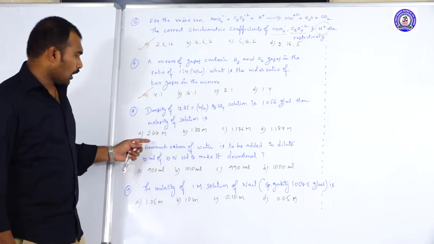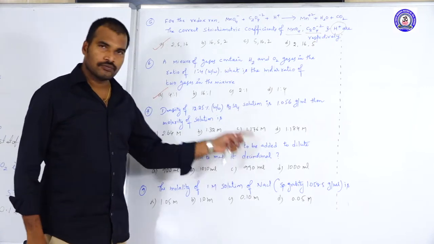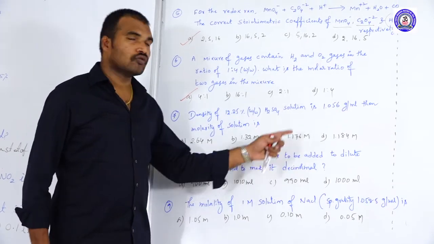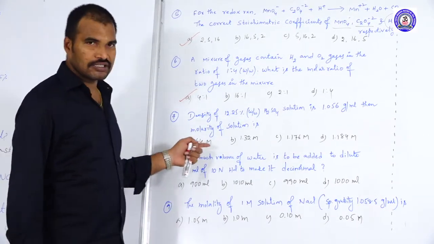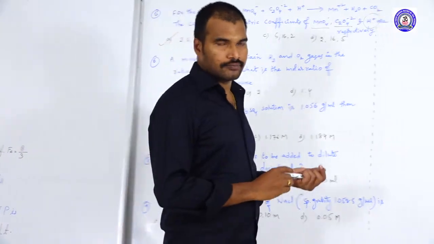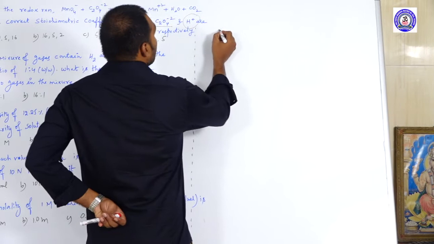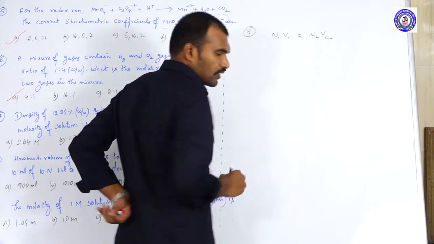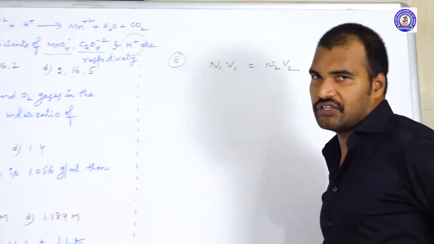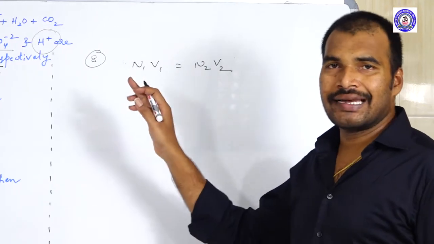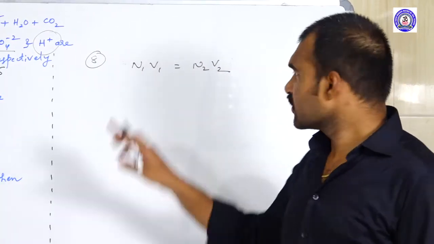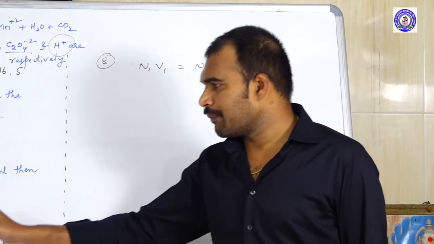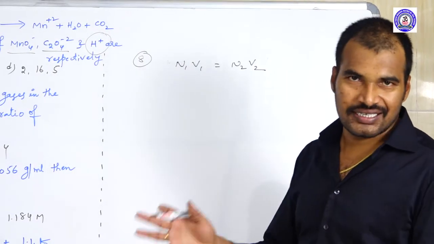We move to the next question. How much volume of water is to be added to dilute 10 ml of 10 normal HCl to make it decinormal? I told you this model is very important. This is according to dilution law. What is the dilution law formula? That is N1V1 is equal to N2V2. What are N1V1? Normality and volume before the dilution, and N2V2 normality and volume after the dilution. Okay, in the question they given 10 ml of 10 normal HCl. So these are the initial values.